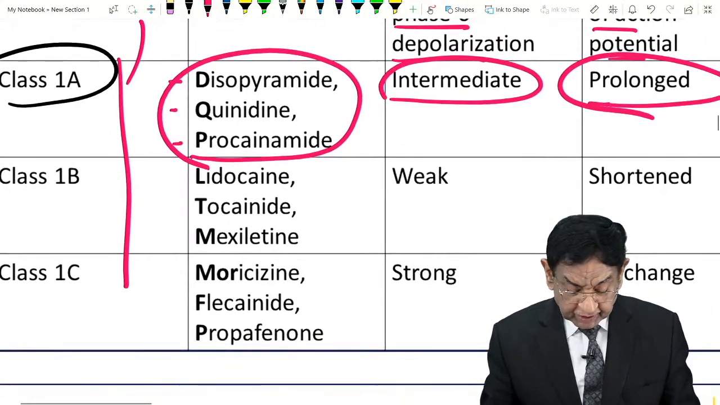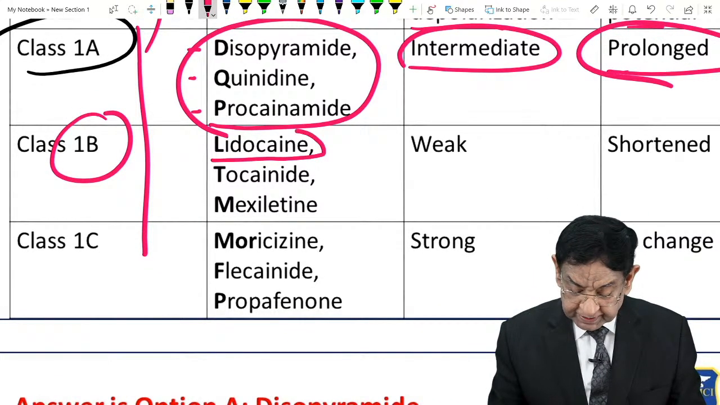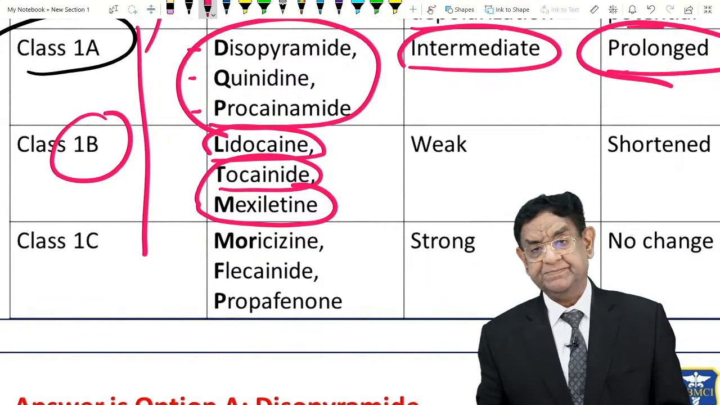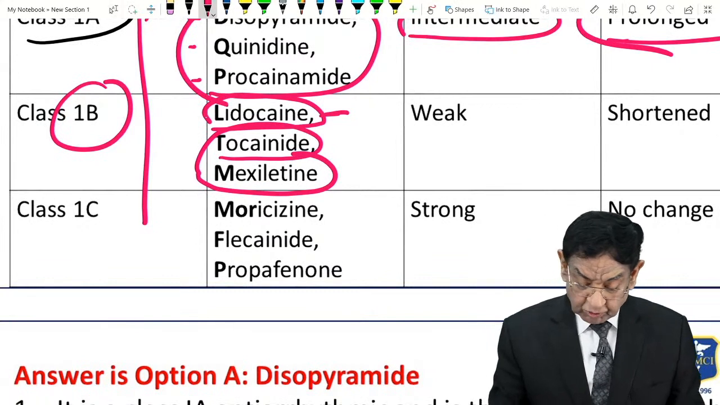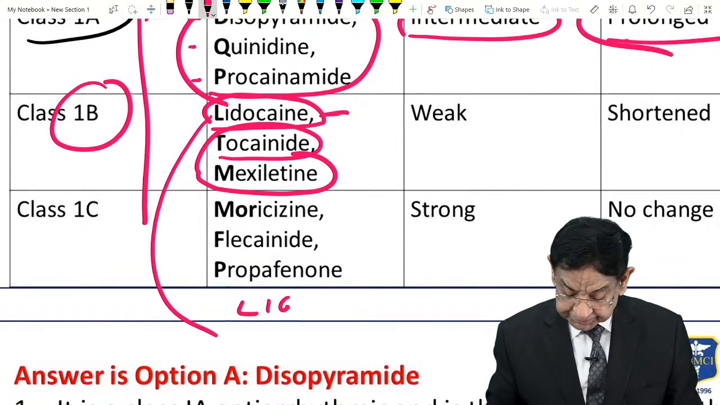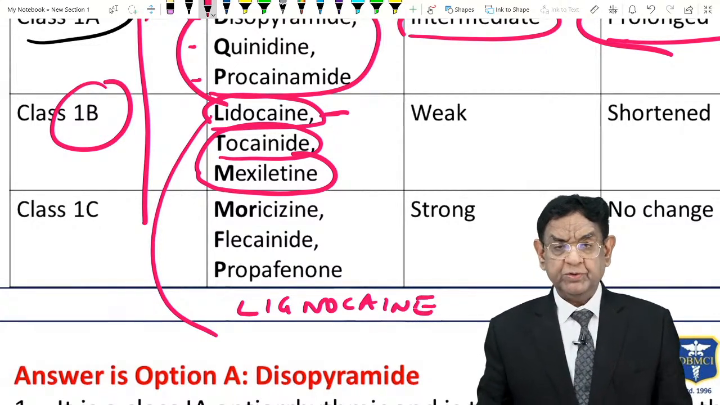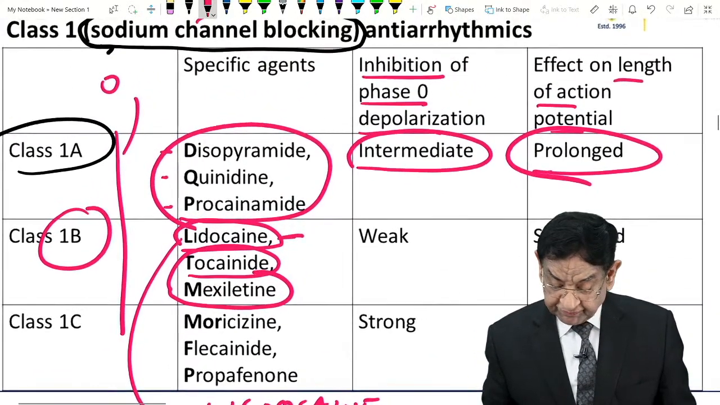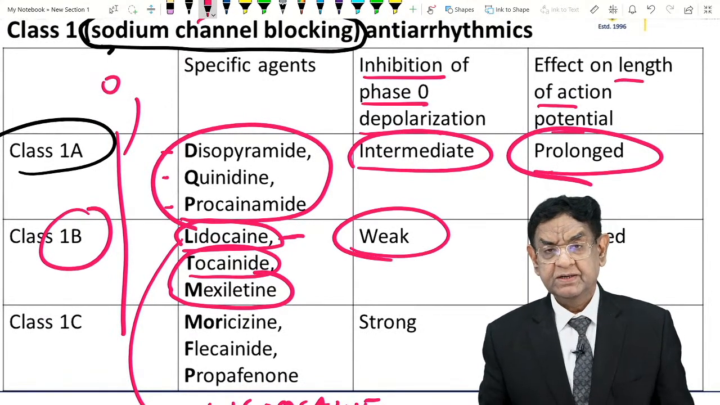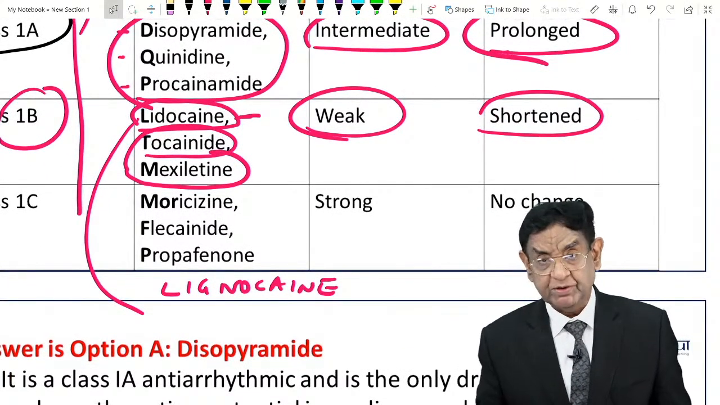Now class 1B drugs. 1B drugs include lidocaine, tocainide and mexiletine. This is the most widely used drug. This is also known as lignocaine. Lignocaine and lidocaine are the same. How is the effect on phase 0? Effect is weak and they shorten the action potential. Point to be noted.